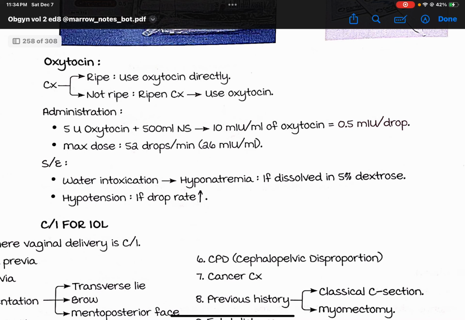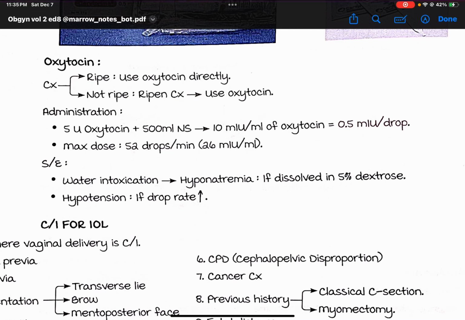Oxytocin: if the cervix is ripe, use oxytocin directly. If not ripe, ripen the cervix, then use oxytocin. So oxytocin use depends on ripe and not ripe. Ripe, use oxytocin directly. Not ripe, first ripen and then use oxytocin.